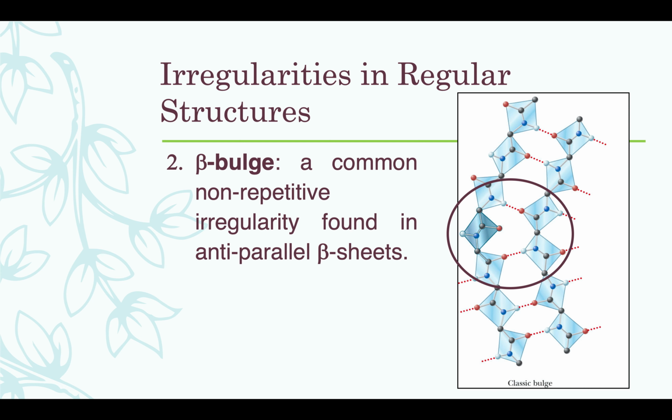So, a beta bulge distorts the usual alternation of your side chains, which causes a slight bend, as you can see in the figure, in the beta sheets, because again, two amino acids are bonded to one amino acid.